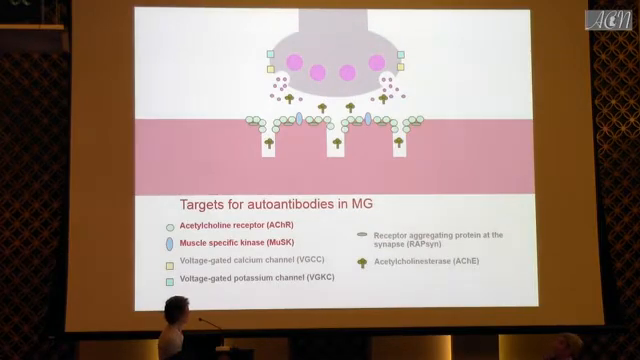This is muscle-specific kinase, which was identified by some basic biologists in the 1990s and has proved to be a very interesting molecule in the neuromuscular junction because it's absolutely essential for the whole process of this rapsin clustering of the acetylcholine receptors. So if you take a mouse and you knock out this protein, then you don't get clustered receptors and the mice die at birth because they can't move.